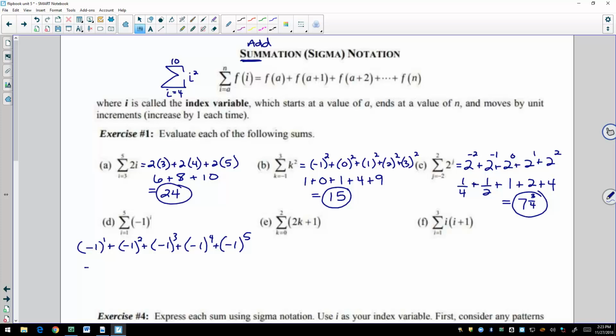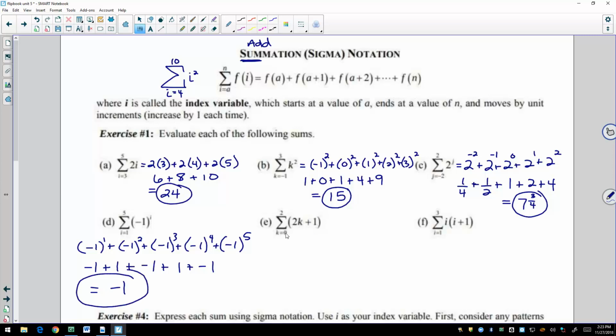Negative 1 to the 1st is negative 1. Negative 1 times negative 1 is positive 1. Negative 1 times negative 1 times negative 1 is negative 1. This is positive 1, and then this turns out to be negative 1 again. When you add all of those up, negative 1 plus 1 is 0, plus negative 1 is negative 1, plus 1 is 0, plus negative 1 is negative 1.